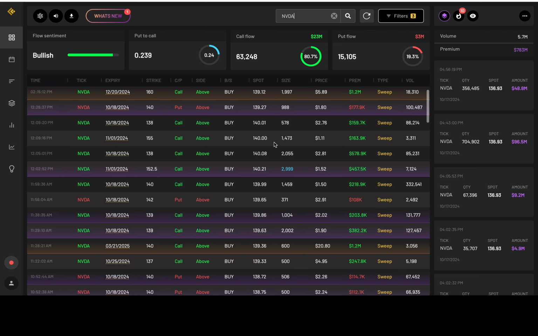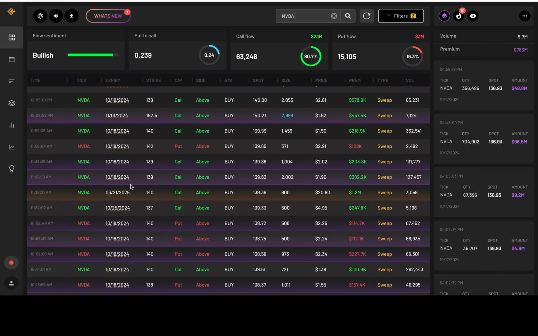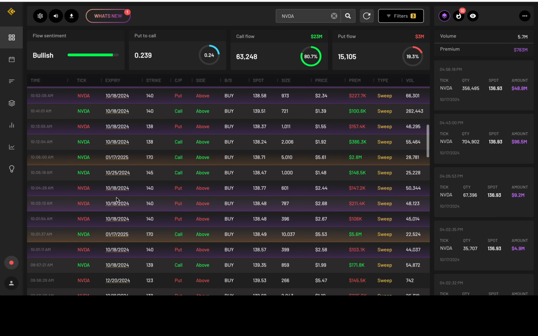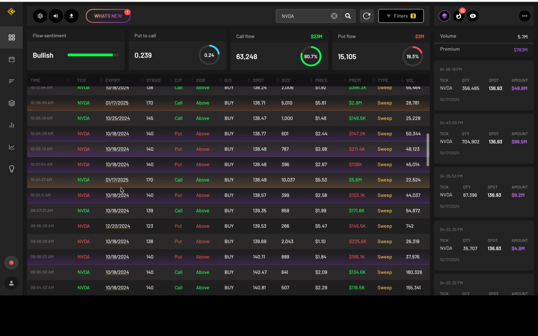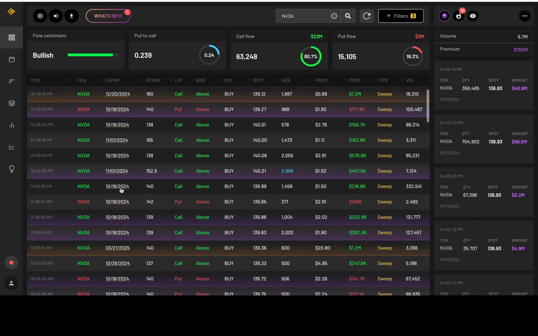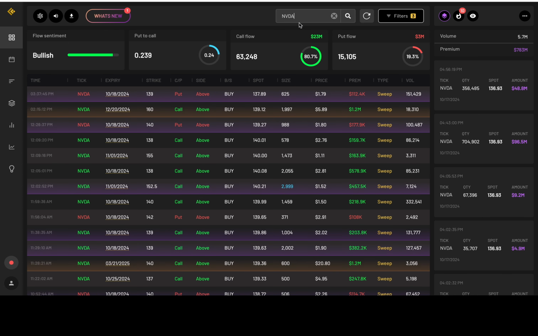NVDA is bullish. A lot of the calls are expiring for tomorrow. We do have one here, 140 strike price for next year in March. And we're looking at the puts. A lot of the puts are expiring for tomorrow as well. A lot of short-term stuff. But overall, the edge goes to the calls.